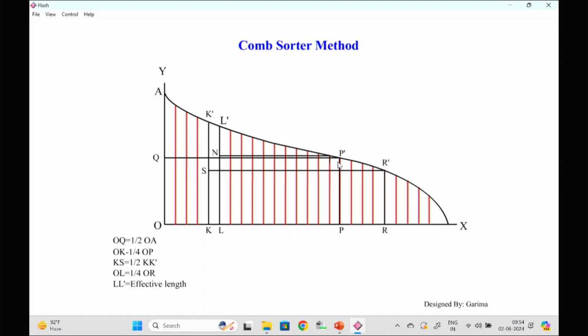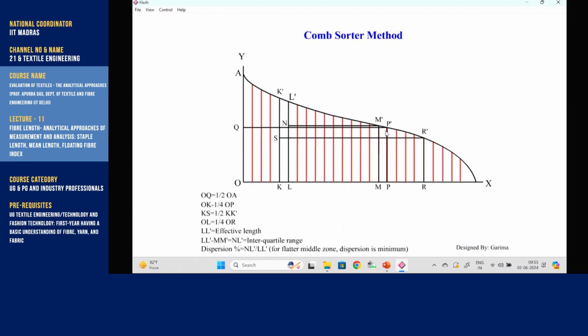Then we draw a vertical line, and in this way we will continue. This process is explained separately, and you can just go through it, but the basic idea here is that we are able to calculate or measure the effective length of the fiber, which is done by a second approximation.